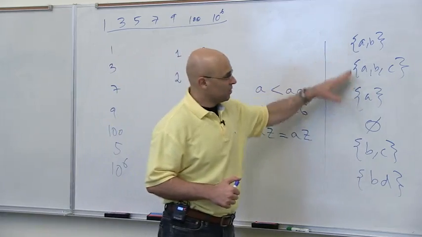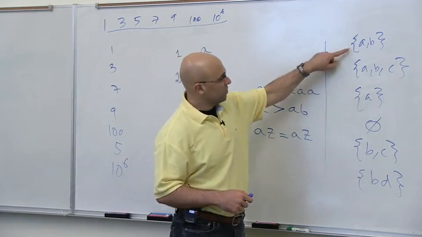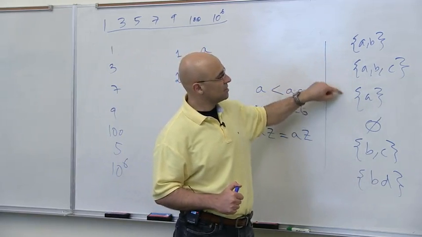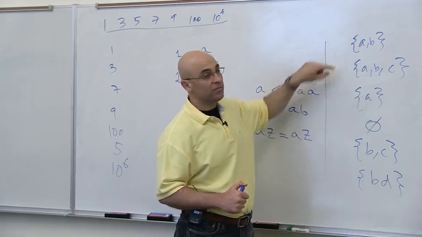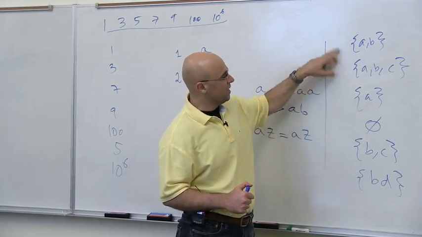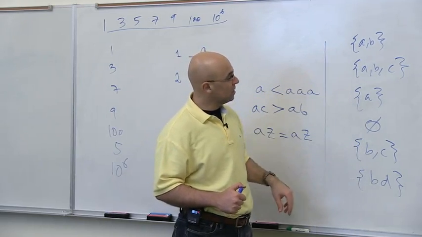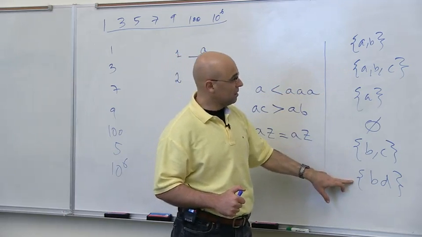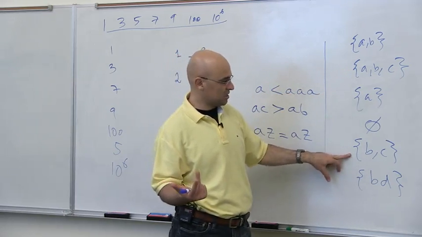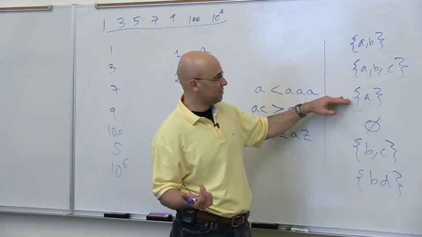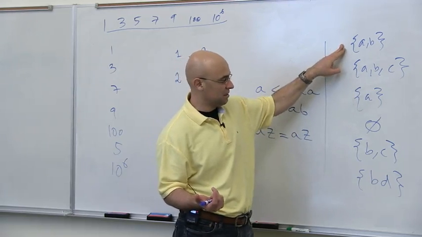So if I look at these here, I say that, for example, AB is a subset of ABC. A is a subset of ABC, it is a subset of AB, right? The empty set is a subset of any set. Empty set is a subset of these. BC is a subset of this, right? BD is not a subset of BC. It is not a subset of the empty set. It is not a subset of this. It is not a subset of this. It is not a subset of this.